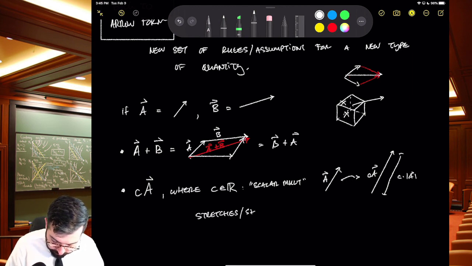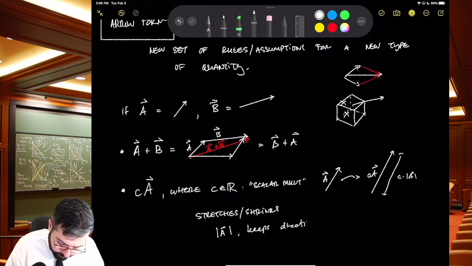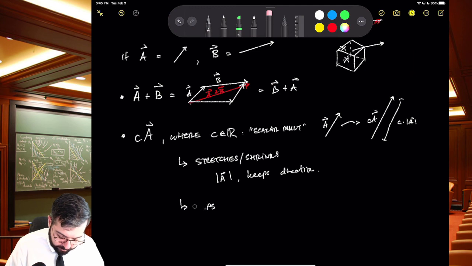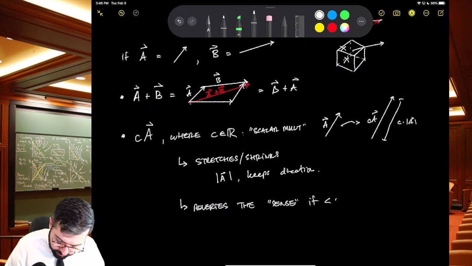Stretches or shrinks, depending on if it's less than 1, right? The magnitude keeps direction. It also, instead of flips, let's use a better word there, it also reverses the sense if C is less than 0.